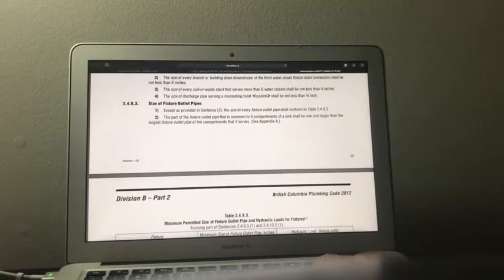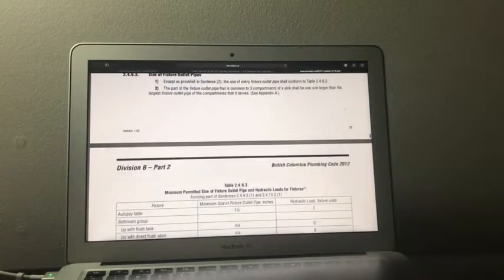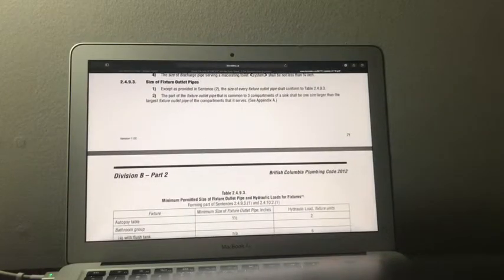Size of the fixture outlet pipe. Every fixture outlet pipe shall conform to 2.4.9.3. So table 2.4.9.3, that's where you've got to size it. The part of every fixture outlet pipe that is common to a 3-compartment sink shall be one size larger than the fixture outlet pipe of the compartments that it serves.